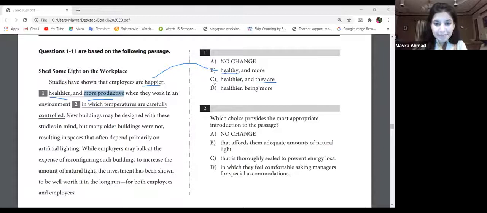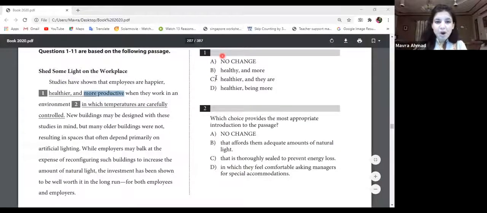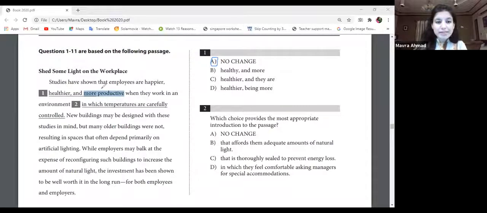Then option D, healthier, being more. Being की भी हमें यहाँ पे बिल्कुल ज़रूरत नहीं है because the subject is employees. They are happier, healthier and more productive and we are targeting the employees directly while we talk about them throughout the sentence. So we don't need to add words like being or they are, which is why all of these options are going to be wrong and the right option is going to be option A. No change. We do not need a change over here. We do not need to change more productive. So this is going to be the right answer.